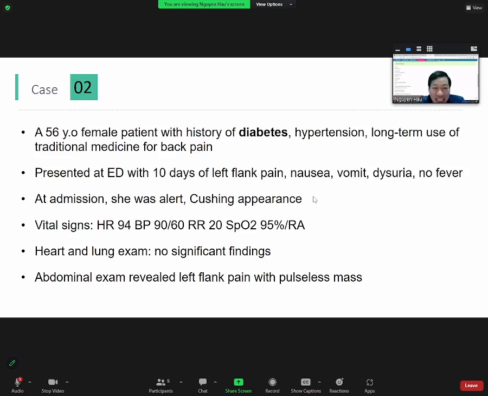Presented to the ED with 10 days of left flank pain, nausea, vomiting, dysuria, but no fever. She looked ill, vital signs were normal but blood pressure was a little low, 90/60. Heart and lung exams showed no significant finding. Abdominal exam reveals left flank pain with a mass.